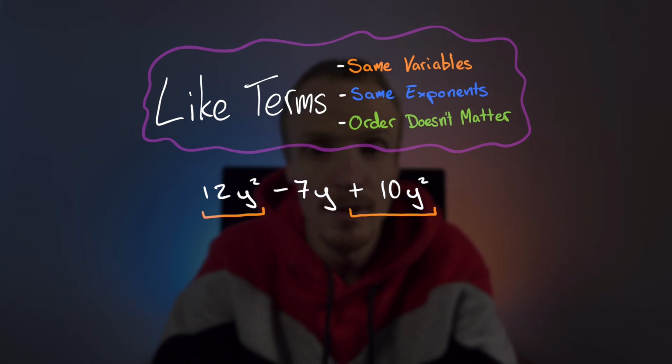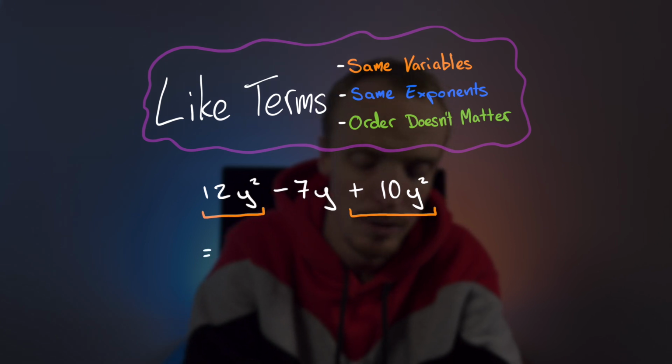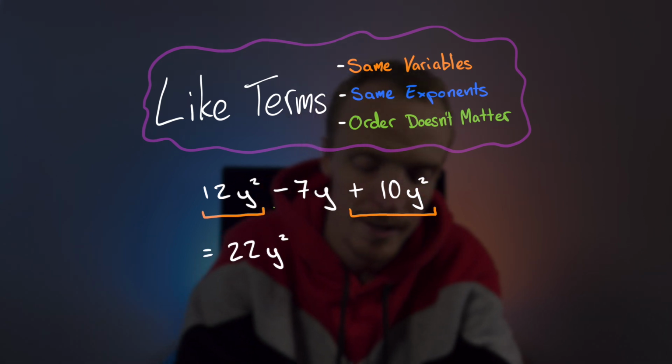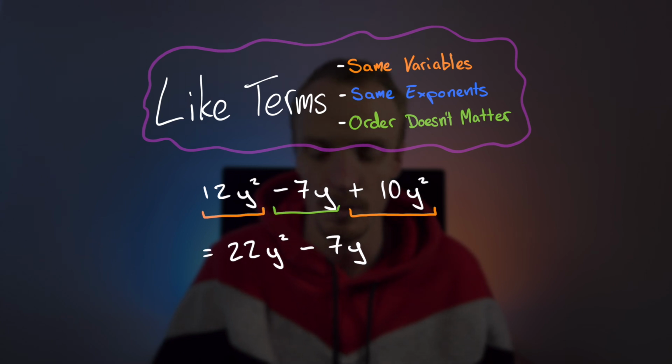So how do we combine them? We add them together. So 12 plus 10 will be 22. So this will be 22y squared. And then the last term, well, we can't simplify that any further. So that's just subtract 7y. And we've now simplified this by collecting our like terms.